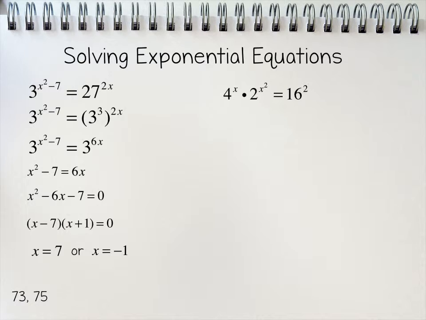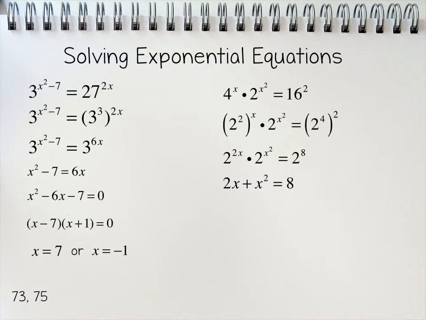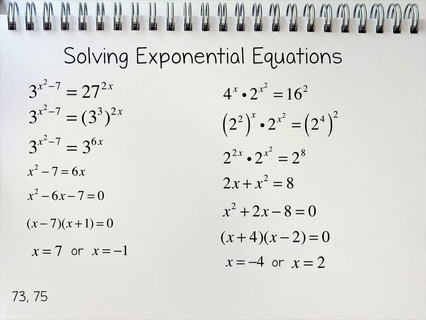On the equation on the right-hand side, we can write everything in terms of 2 to a certain power. And so 4 can be written as 2 squared raised to the x times 2 to the x squared is equal to 2 to the fourth squared. Now we'll apply our power of a power rule. And now because we have the same base and we're multiplying, we can add our exponents on the left. And here again, we have a quadratic equation which we can solve by factoring this trinomial. We'll get 2 solutions.